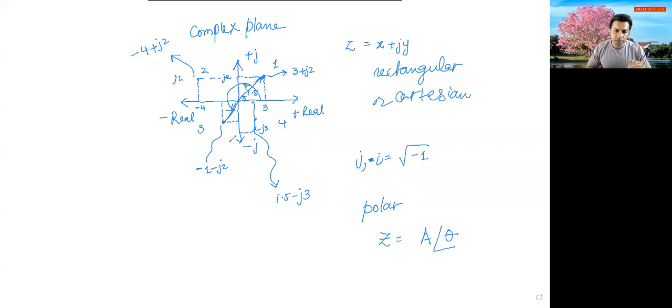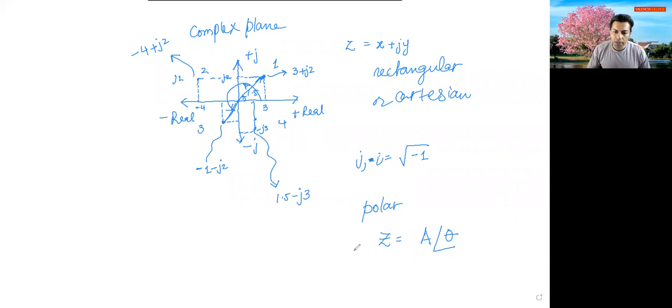So basically in the first and second quadrant, you represent the angle as positive, from 0 to 180. And in the third and fourth quadrant, you represent the angle, or phase, sometimes we call it phase, it is the same thing, as 0 to negative 180 degrees.